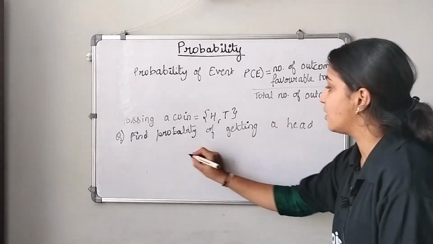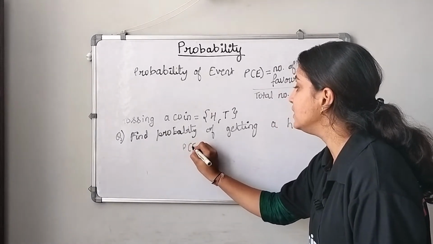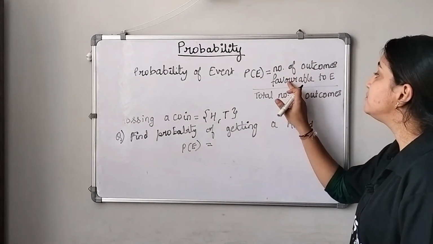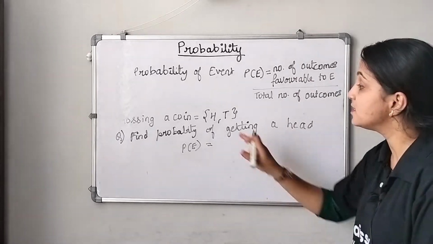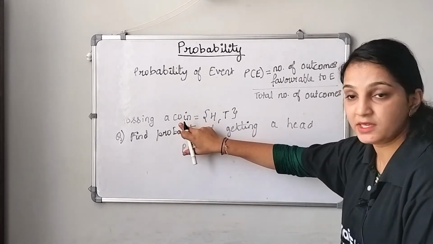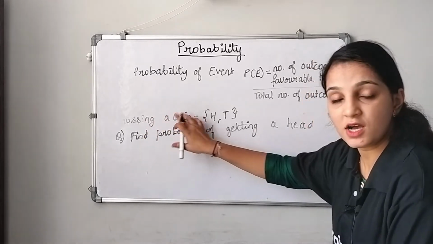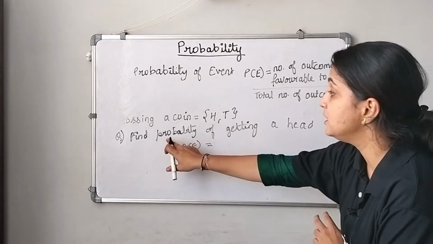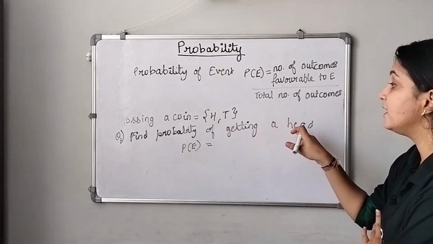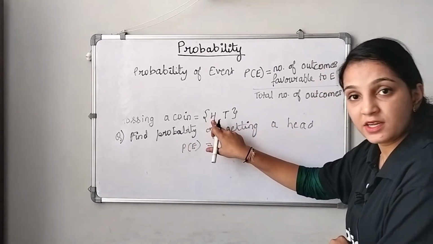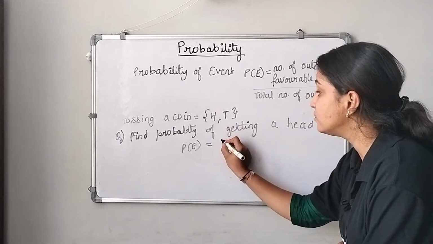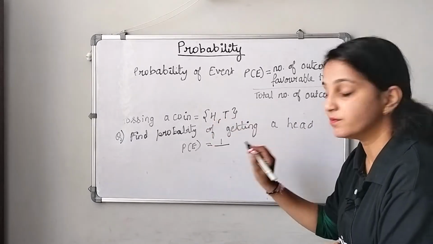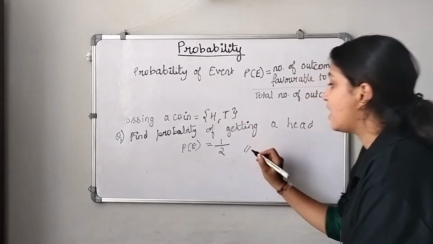We define probability of an event as the number of outcomes favorable to E upon the total number of outcomes. Favorable to E means the event that is happening here. Event is tossing a coin. E means find the probability of getting a head. Only one head is there, so we write 1 upon the total number of outcomes, which is 2. So 1 upon 2 is the answer.